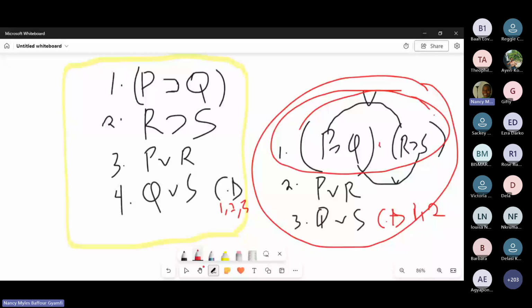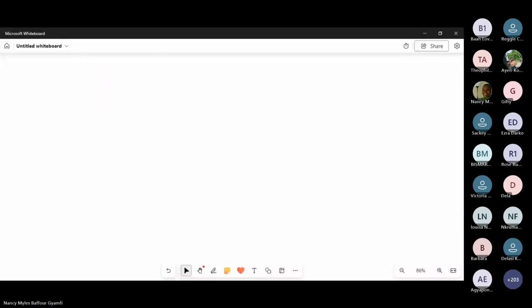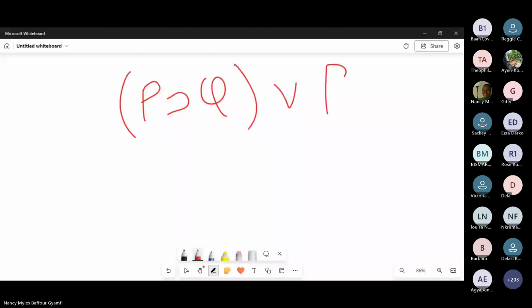Now let's see something else with the rules, which gets a student when they are working. Suppose I gave you P conditional Q or disjunction R. Let's use a conjunction at the other side as well.